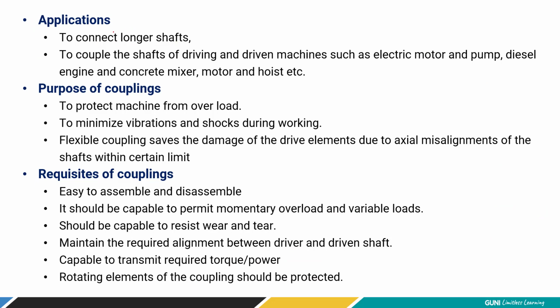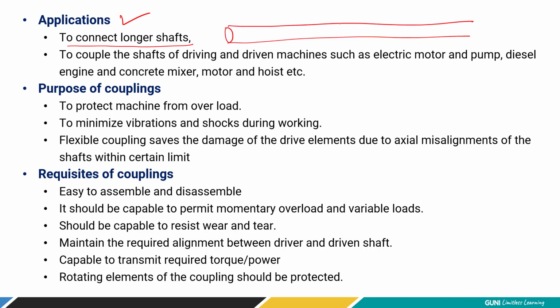Now let's summarize the application of coupling. Basically, it is to connect longer shafts. As discussed earlier, if you require longer connections, you cannot have a single longer shaft. You can produce it in a rolling mill, but there are problems with transportation, installation, and during rotation: the longer the length, the lower the whirling speed. Due to that, it fails in vibration at lower RPM, so it is not desirable. So it is cut in a standard length of, let's say, 10 feet. After 10 feet, you have to reconnect with another piece, and that is only possible by coupling.